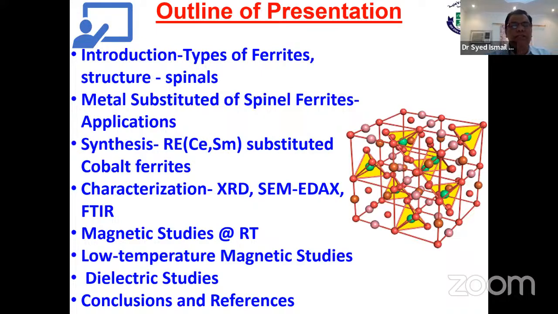The outline of the presentation today is I will be giving an introduction of the ferrites, then metal substituted spinel ferrites, and synthesis of this rare earth cerium samarium substituted cobalt ferrite, and characterization by XRD, EDAX, and FTIR, then magnetic studies at room temperature and also at low temperatures, then dielectrics, finally conclusion and results and references. So the picture you see on the right is a spinel ferrite, which is FCC type.